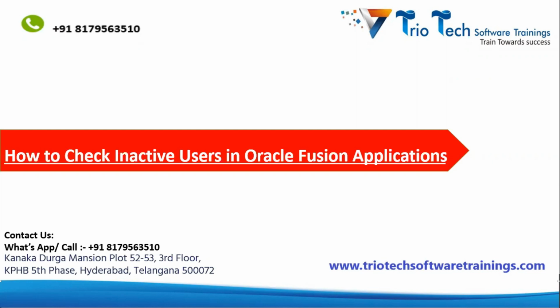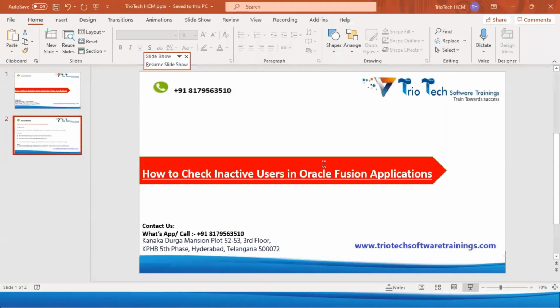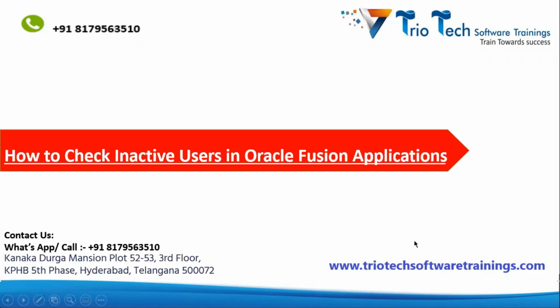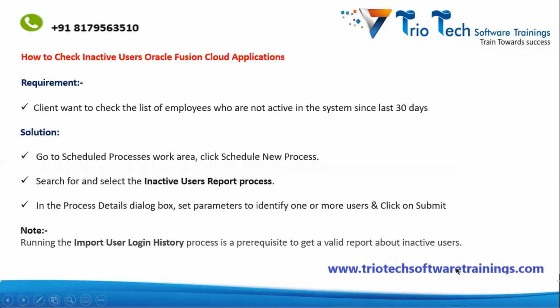So let me go through the requirement here. What is the requirement we have? Here, the client wants to check the list of employees who are not active in the system since the last 30 days. If you can see the requirement of the client, in their organization they want the list of employees who are not active in the system since the last 30 days. 30 days is not a benchmark.